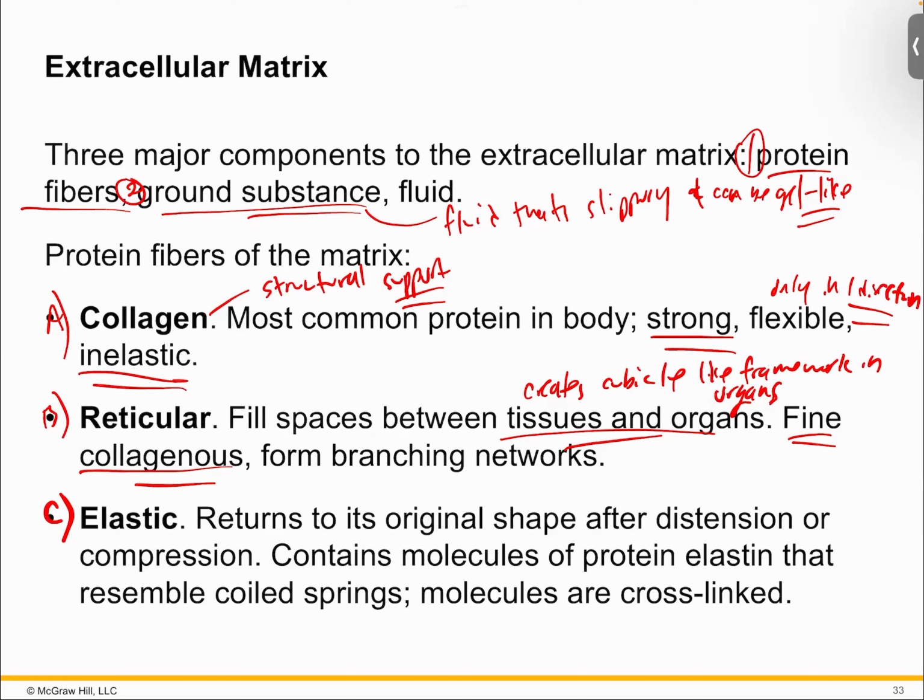That's exactly what's happening in an organ when reticular tissue keeps up the tent so that all these little red blood cells and things like that can hang out and do their little thing. Okay. So those are important.